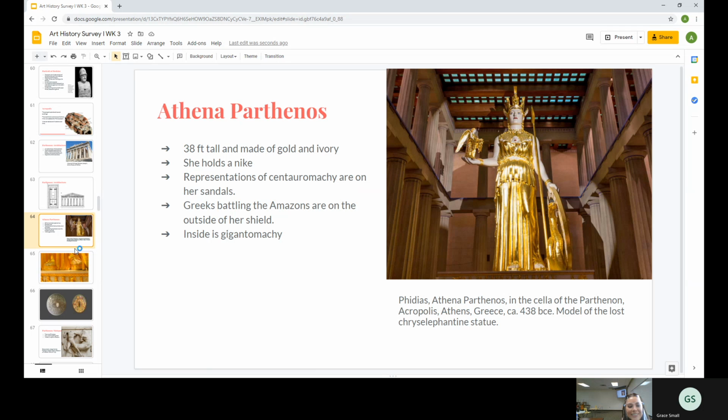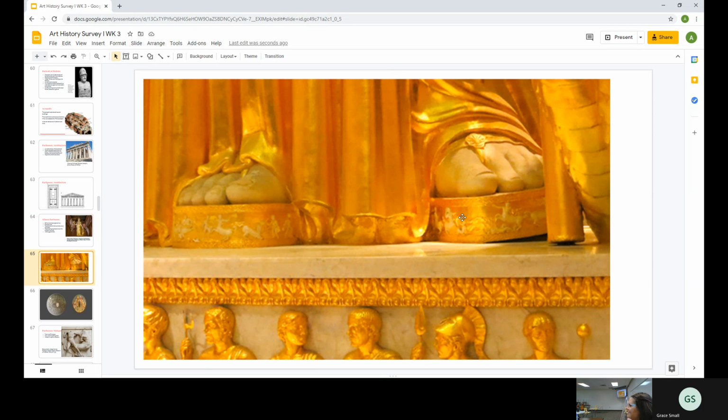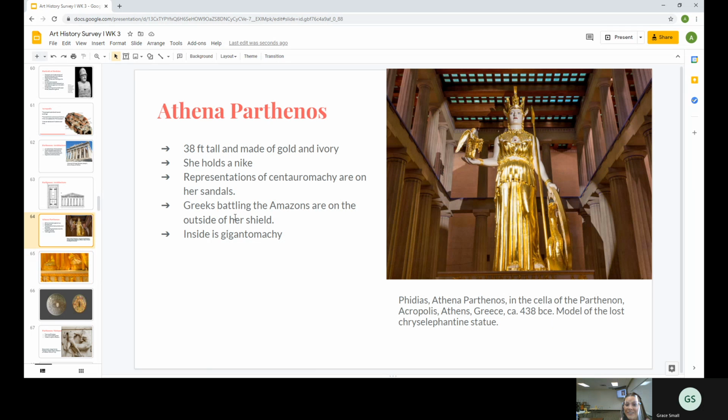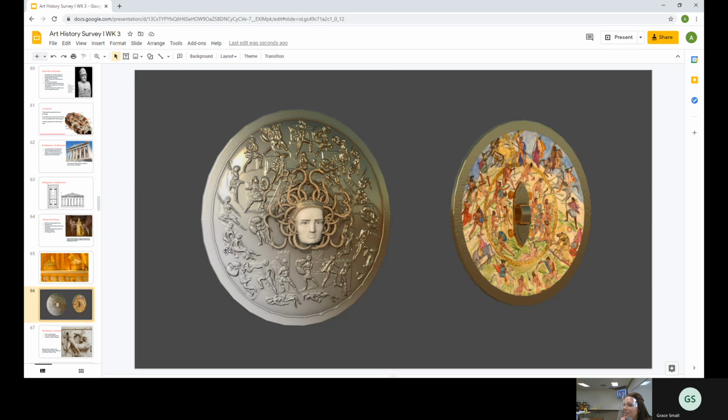There are representations of Centauromachy on her sandals. Here's a close-up of her sandals. Yes, it is impressive. There's stuff all over this. So on her sandals is the story of the Lapiths and the Centaurs. It gets better though. On her shield, on the outside, is the story from mythology of the Greeks battling the Amazons. And on the inside of the shield is the battle between the giants. Yeah, the battle between the giants on the inside was originally painted.